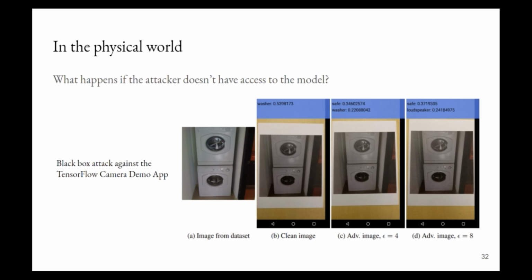Here's an example of a black box attack against a TensorFlow camera demo app, where the washer image is easily misclassified into a safe with only small adversarial perturbations using the fast method.